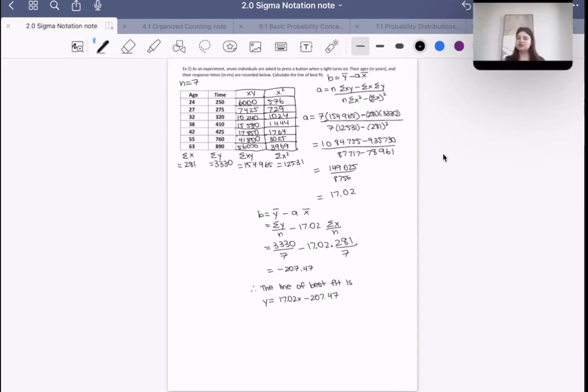But it is good to know how to do it by hand, just so that we have a good understanding of what exactly it is we're calculating, what exactly it is that the computer spits out on us when they tell us what the R value is, or when they tell us, here's our line of best fit. Now we know how they got that, which is important.